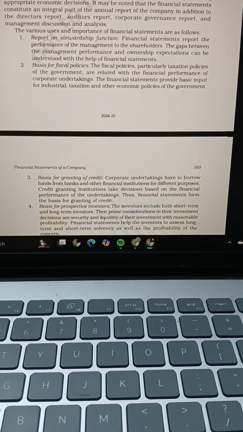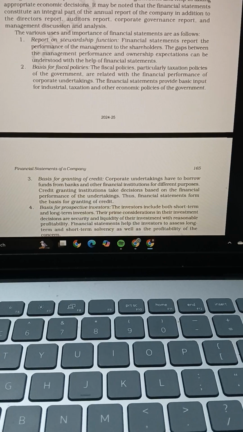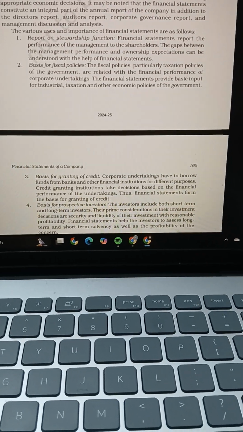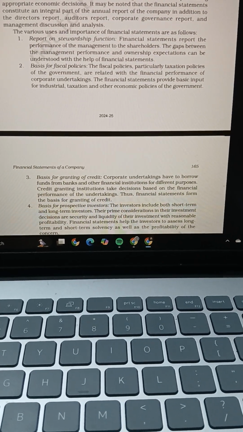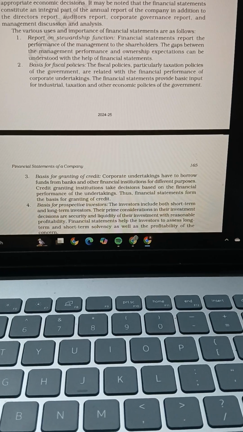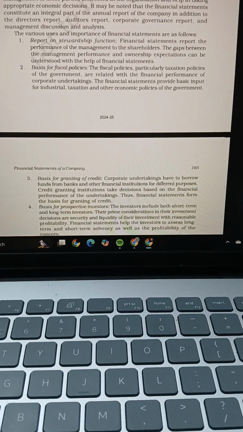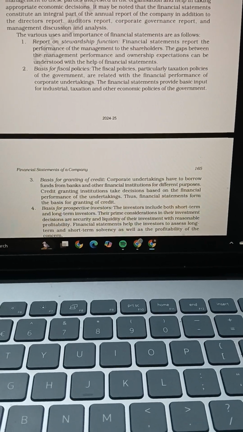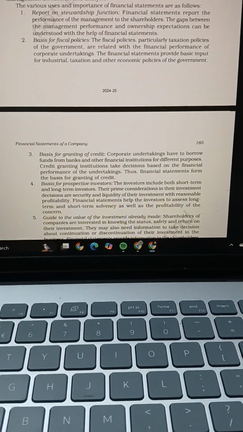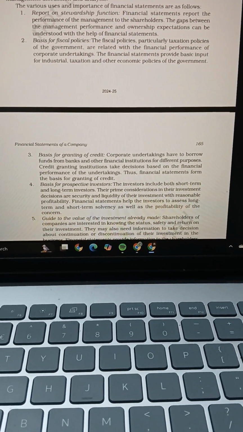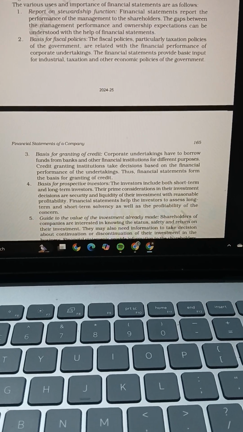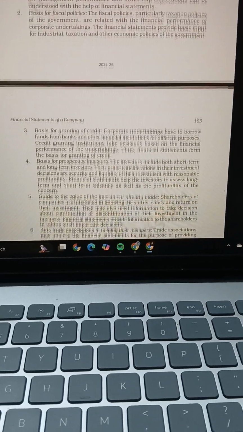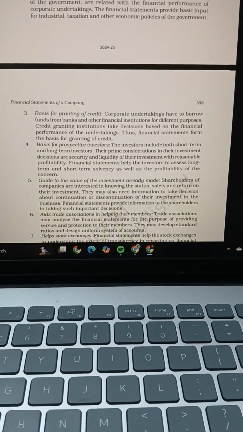Then, the second use is basis for fiscal policies. The fiscal policies, particularly the taxation policies of the government, are related with the financial performance of the corporate undertakings. The financial statements provide such inputs for industries, taxation and other economic policies of the government.